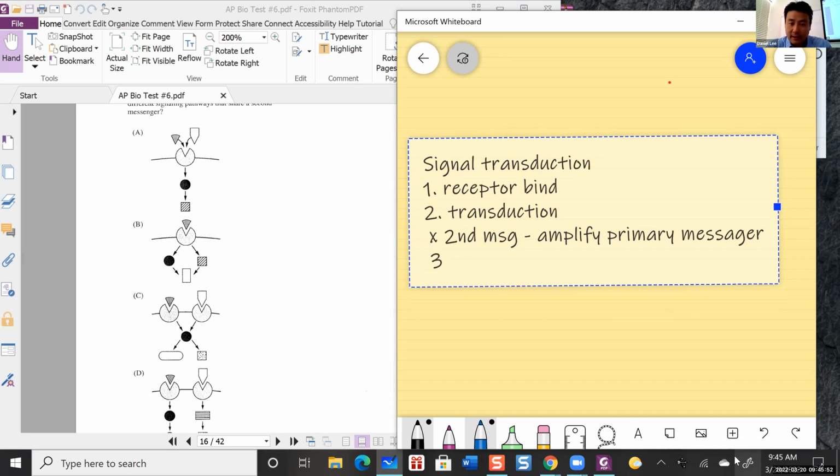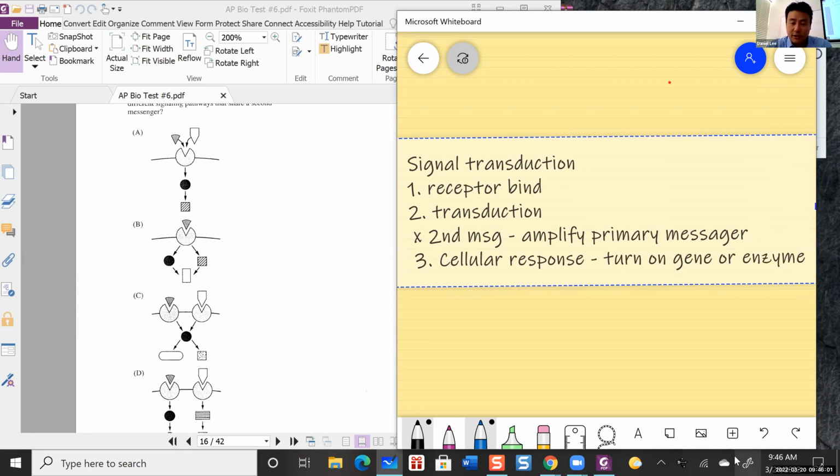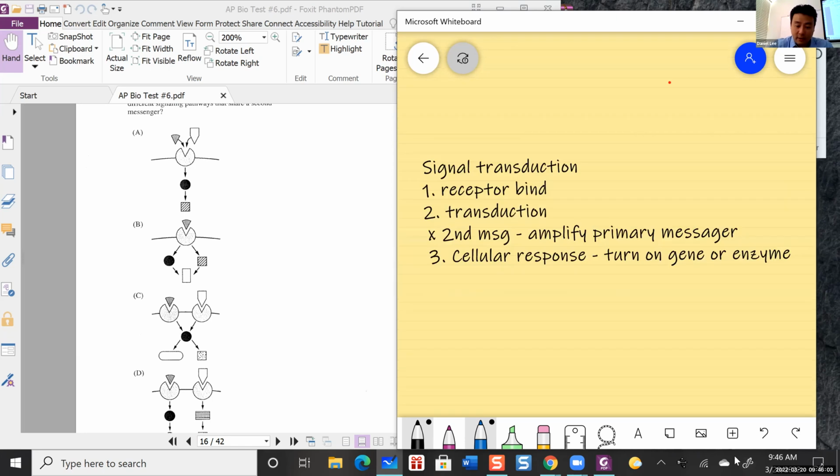So let me put that here. This is the cellular response. The cellular response can turn on a gene or an enzyme. That's it. So this is used by protein hormones. Most of the hormones that we have are protein hormones, so it's important to keep that in mind.